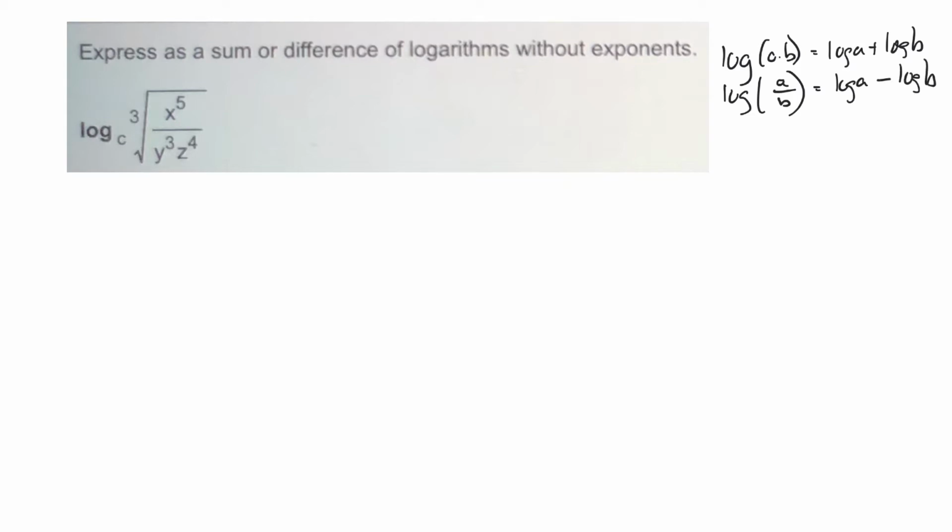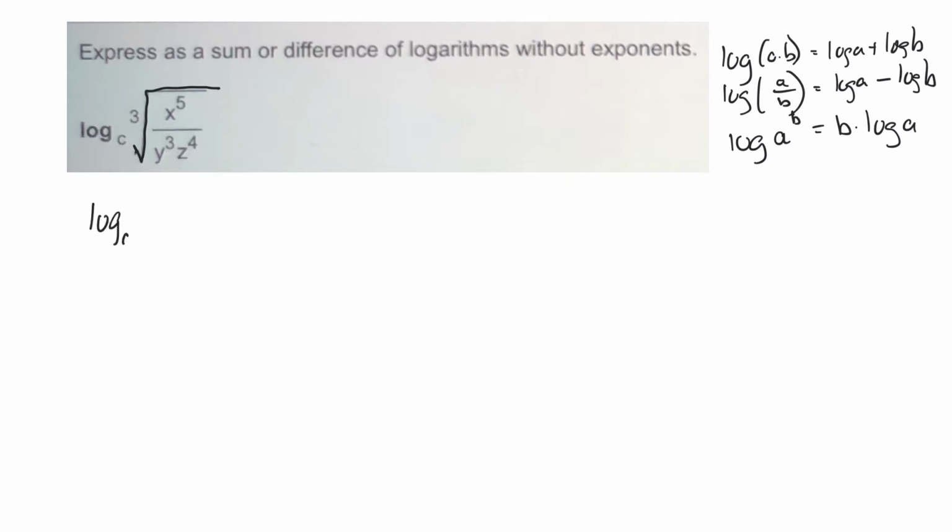There's a power law that says if you have log of a to the b, you can bring that b out front, and so call it b times log a. So we'll try and use some of those rules to help us simplify this. First problem that we have is that the thing's under a square root, so we need to change the square root to a fractional exponent. Let me show you how to do that.